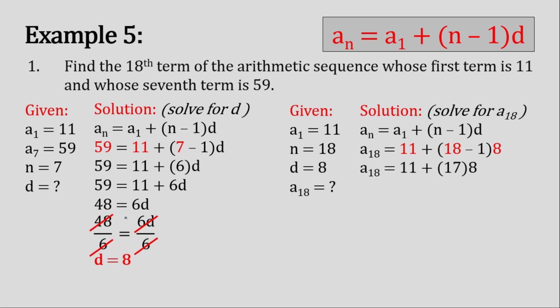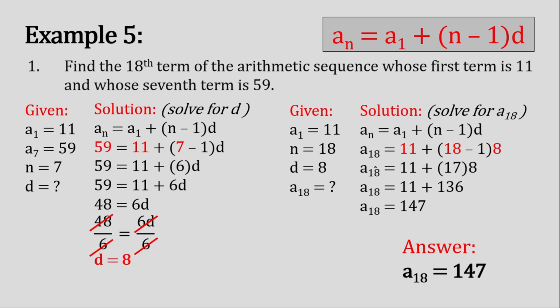Then we have that 18 minus 1 is 17. So a sub 18 is equal to 11 plus 17 times 8. So 17 times 8 is 136 plus 11. So we have 147. So the answer for this problem is a sub 18, or the 18th term, is 147. So that is the two-phase part of the problem in order for us to solve this.